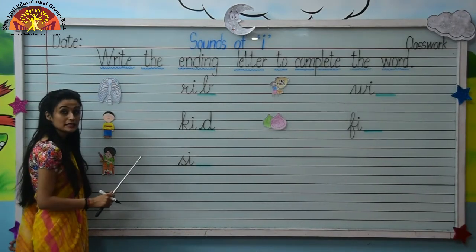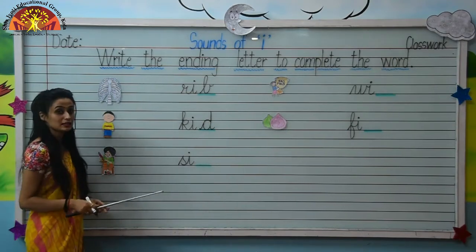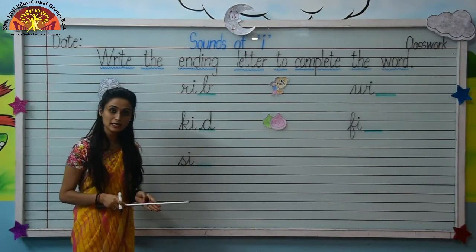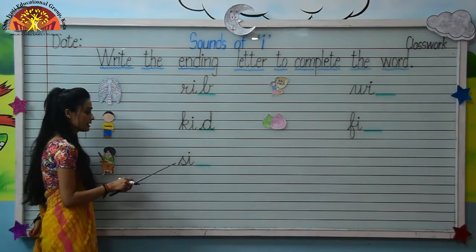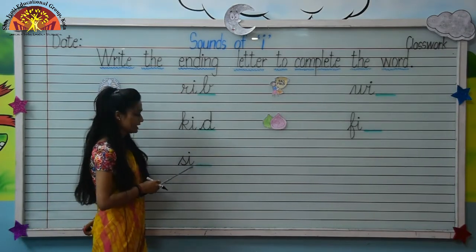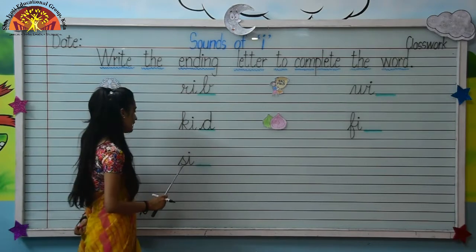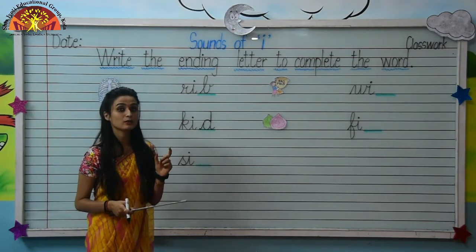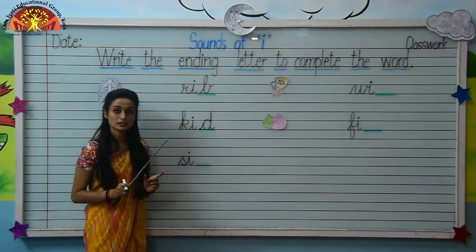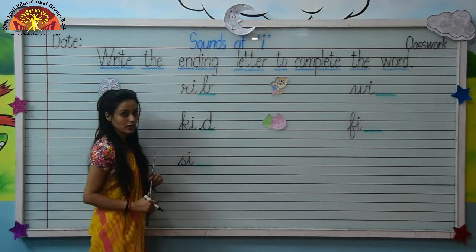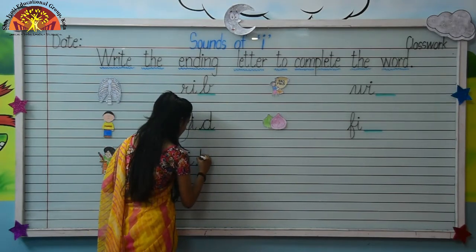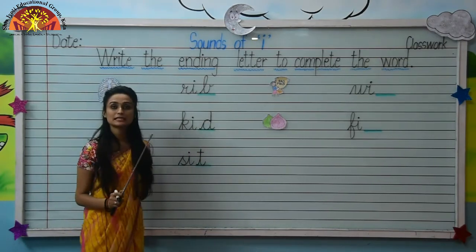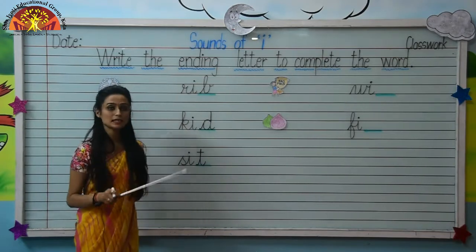Now come on, the next one. This boy is sitting. What is the spelling of sit? S-I-T, sit. Kids, over here as you can see, S-I is already written. Which letter is missing? The ending one. What is the letter? T. So we have to write T over here like this. And now our spelling is complete. S-I-T, sit.